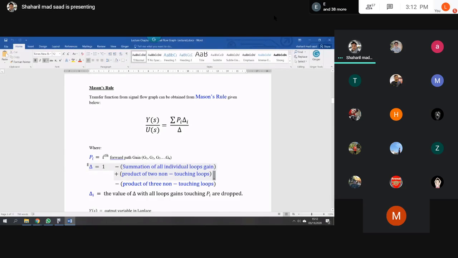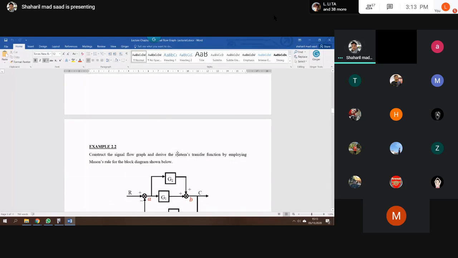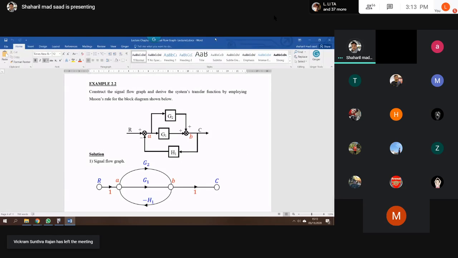how to solve it is using this formula. Y is the output and U is the input. So summation of forward path gain Pi and also the loops' gain, divided by delta. What is the delta? Delta is 1 minus summation of individual loops. What is the individual loop? I will discuss it later. Plus the product of 2 non-touching loops, then minus the product of 3 non-touching loops. So after you calculate all these things, you can apply this formula, then you will get the simplified one. Okay, so let's solve example 2.2.